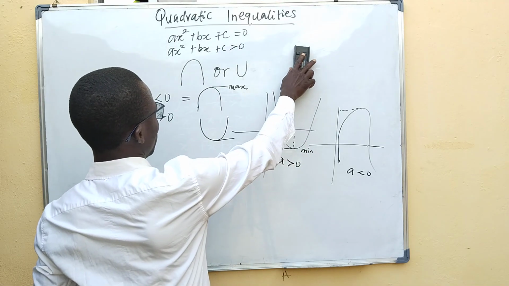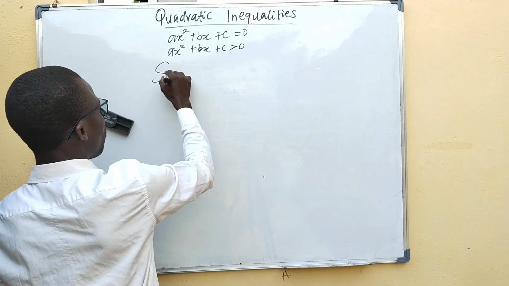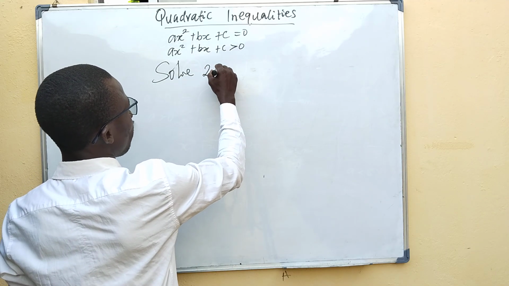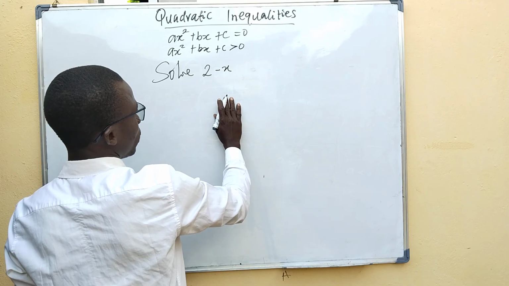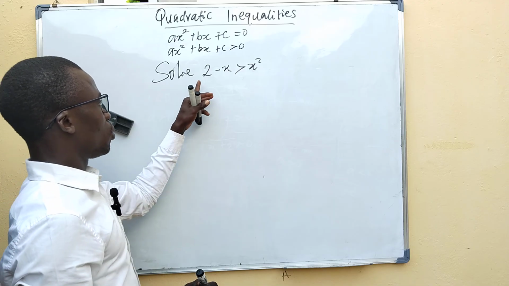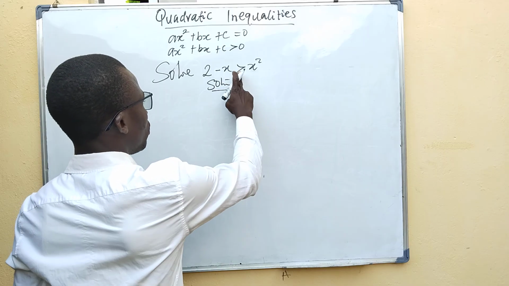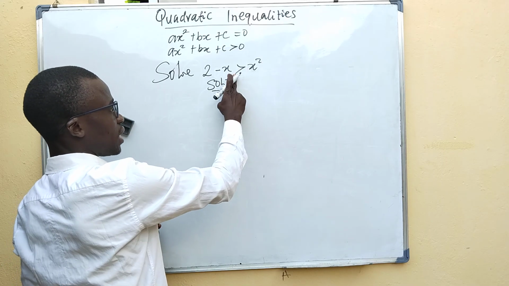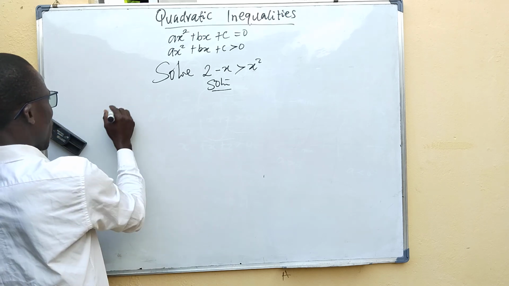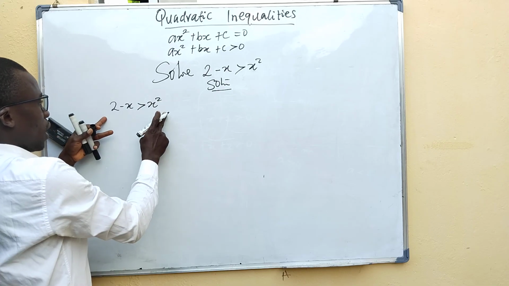So can we look at a simple example before our time runs up? Supposing you have to solve 2 minus x is greater than x squared. Supposing I have this to solve: 2 minus x is greater than x squared. Why do I do this? You can see that this is quadratic, but it is an inequality. So we have 2 minus x is greater than x squared. What do we do?